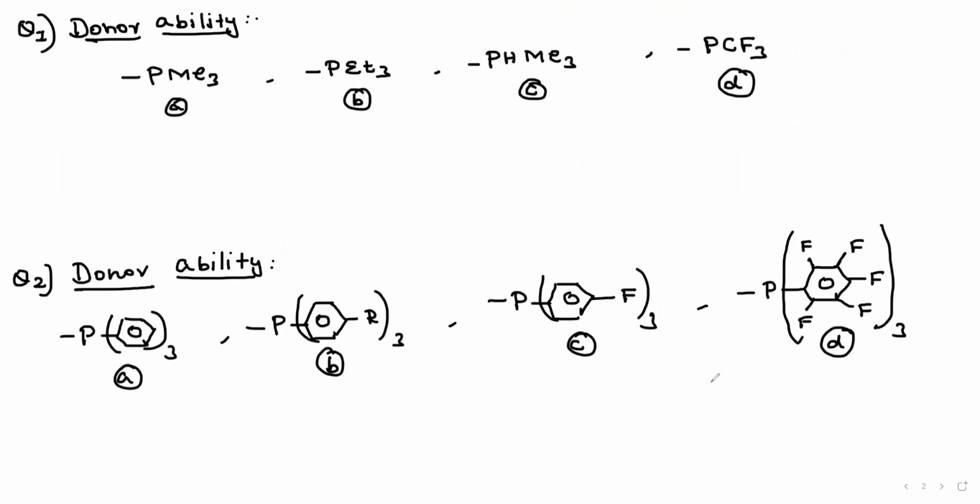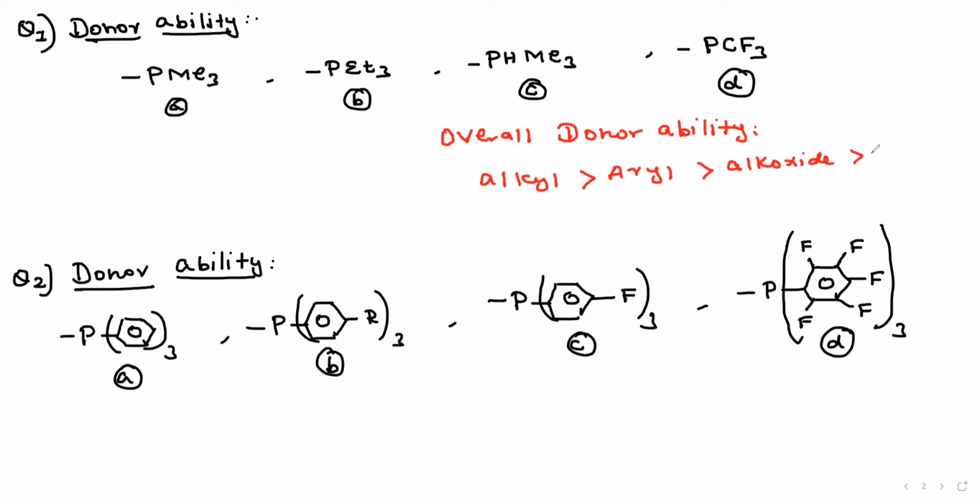Okay, note it. Please note, this is important. The overall donor ability order: always alkyl substituted phosphine is more donor compared to aryl substituted. What is aryl? Benzene ring. Compared to alkoxy substituted, alkoxide, then followed by halides.